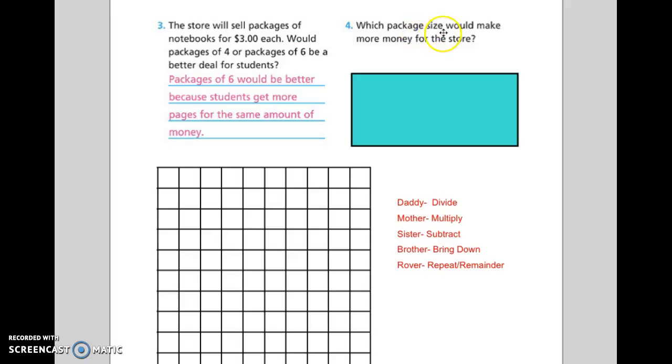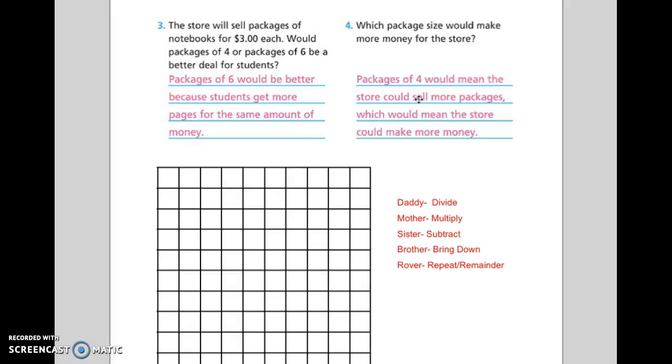Now, which package size would make more money for the store if they sold them in packages of 4 or packages of 6? So think about the store's perspective. Does it make more sense to sell 6 for 3 or 4 for 3? And the answer is actually the 4 is a better deal for the store because that means people might be forced to buy 2 sets in order to get that 6 that they might have needed. So in this case, putting them in packages of 4 is a better deal.